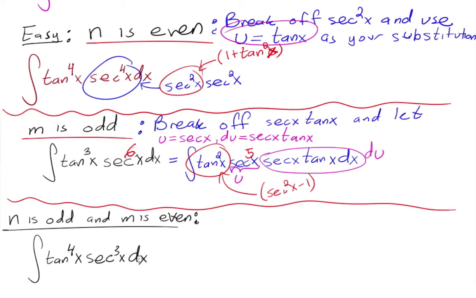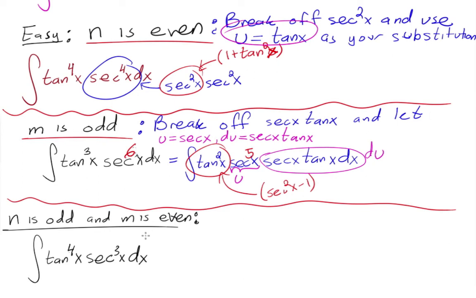Any other ideas? So neither of these work, right? Because if you break off a secant squared and let u equal the tangent, you would have an extra secant that you don't know what to do with. If you break off a secant tangent, you would have an odd power of tangent that you need to turn into secant, but you can't because it's an odd power. So what's your last resort? Reduction formulas. Your last resort is to use a reduction formula.